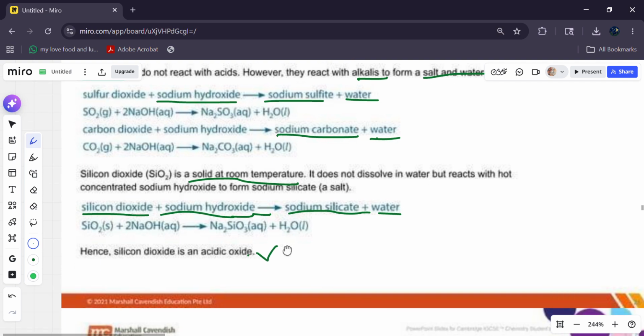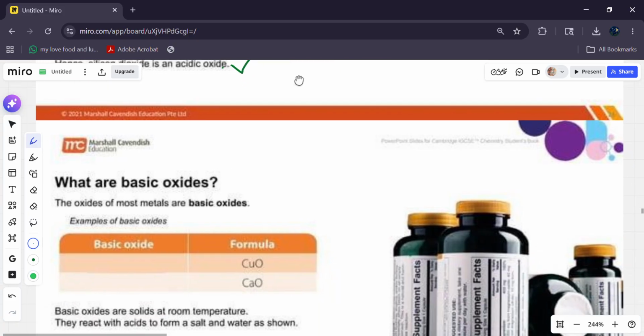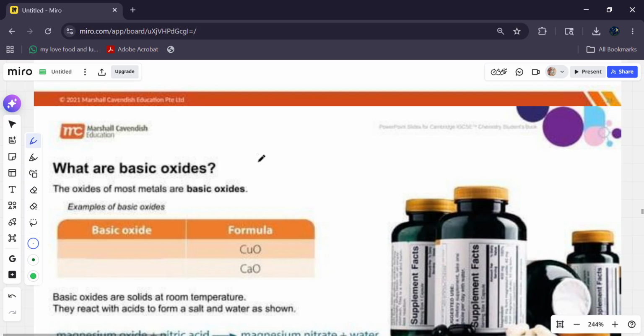So now let's move on quickly to what are basic oxides. Most oxides of metals are basic oxides, since non-metals form acidic oxides. Metals form basic oxides. Now again, the table is missing some of the text, but I can write this. This is a copper oxide. Copper is a metal. As you notice, copper is a metal. So when it forms, it becomes a basic oxide. Copper oxide.